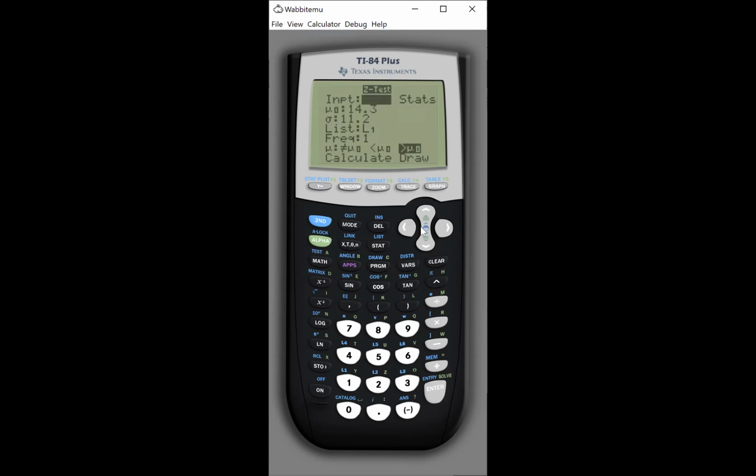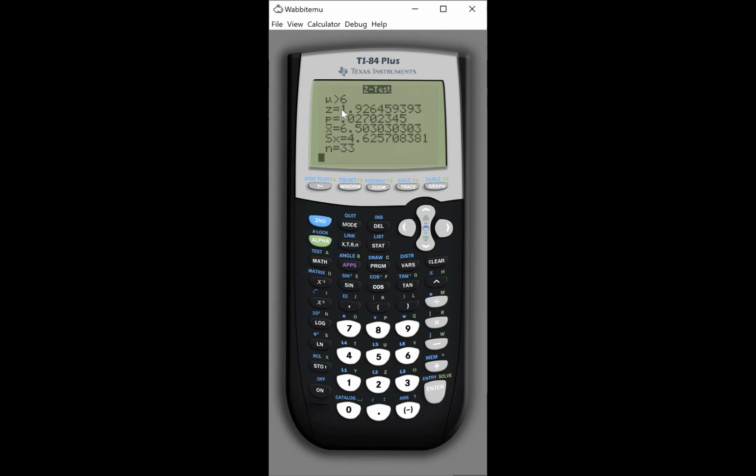So if you look at it, it asks for mu. So mu is still going to be 6. My sigma is going to be 1.5. But for my list, I'm going to tell it to look at L1 because that's where I entered all the information. And then right here, you want to hit the greater than button. Well, I already have it selected. So you go greater and you go to calculate.